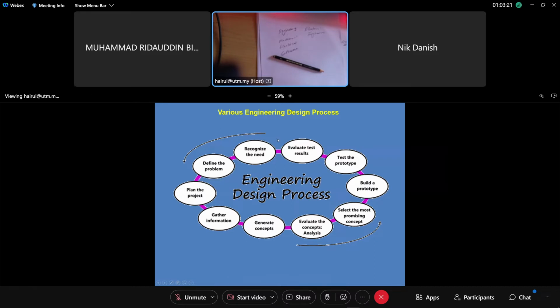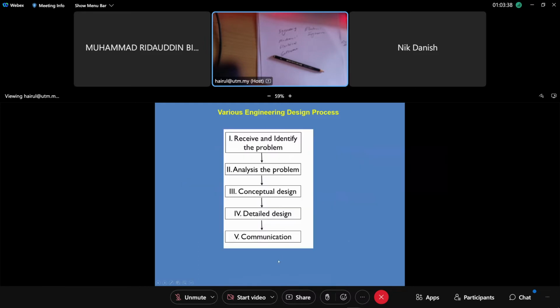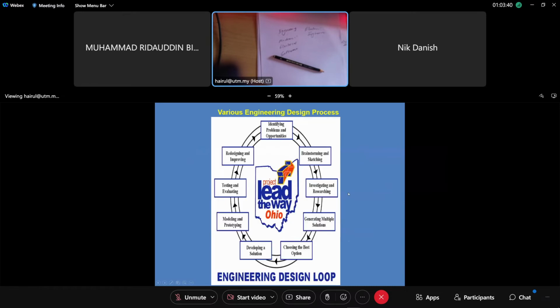Okay, they iterate again. The more stages, the more cycles you go through, the more you learn. The more you know from the mistakes you made in your first cycle, the more you refine it. So that's much better. So this is another sample of the engineering design process. This is another example I want to explain more. This one is also another example of a design process.